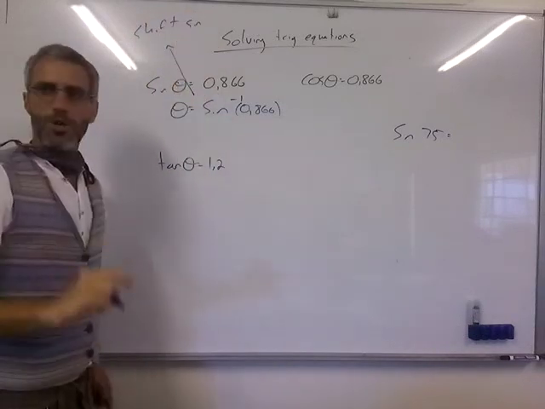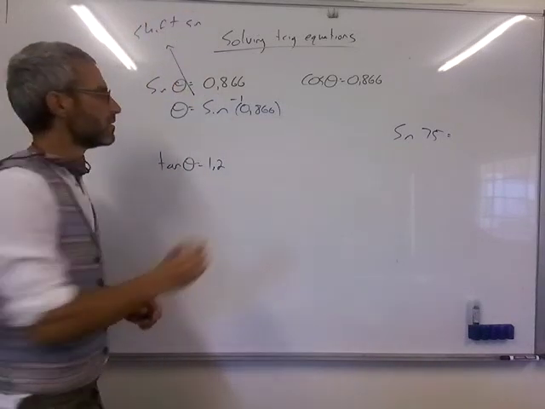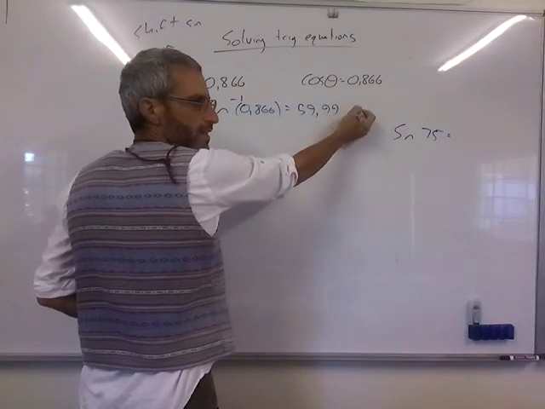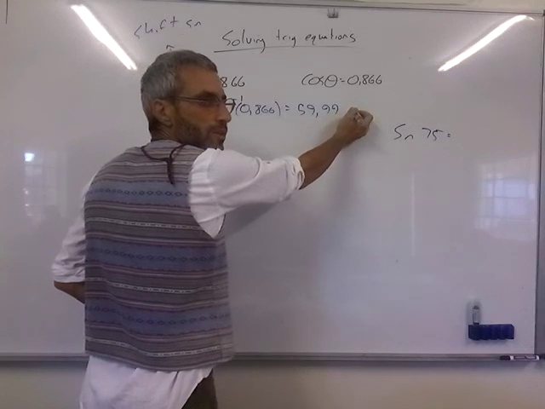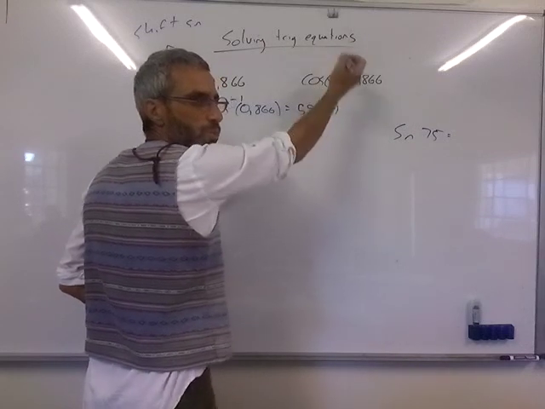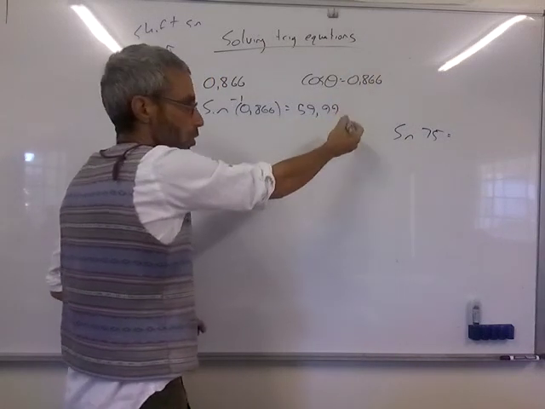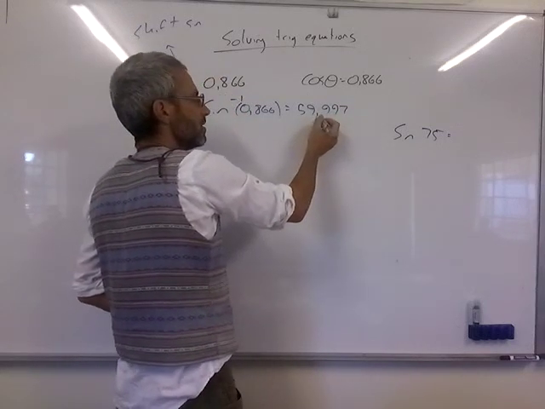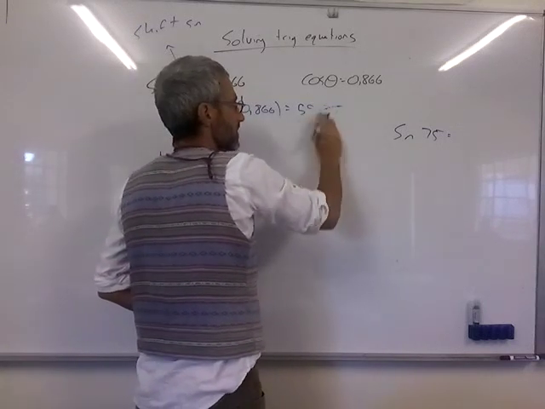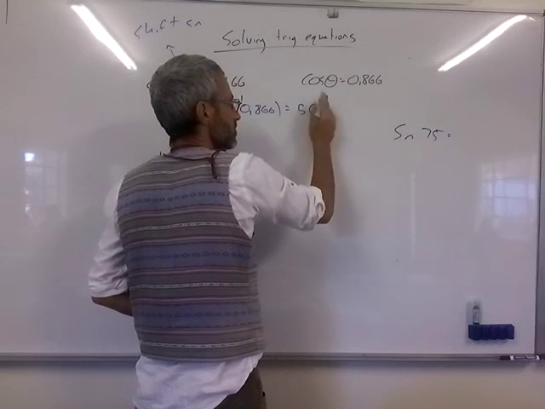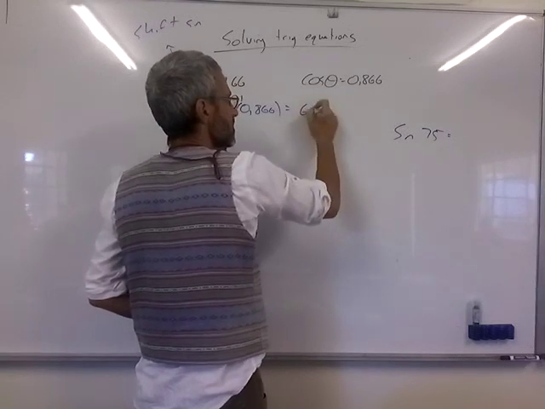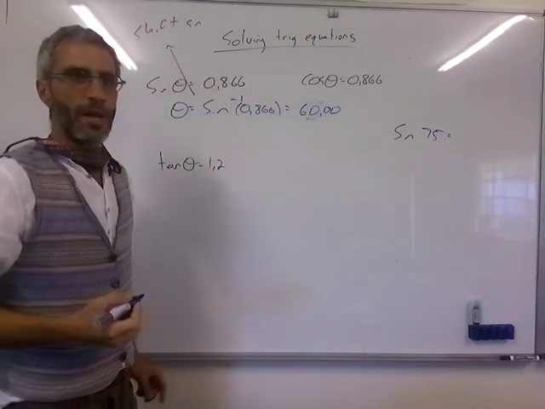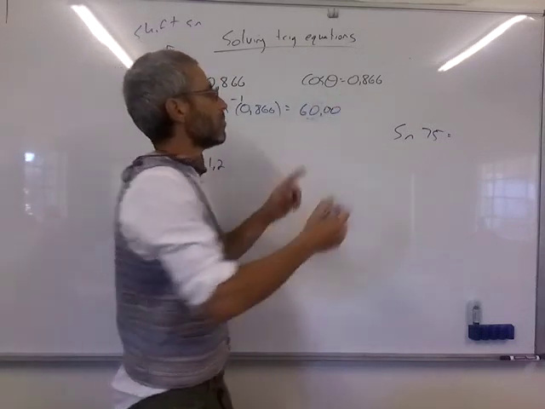Maybe you can quickly do that for me. 59.99. And what happens after the 9? Do we need to round up? So if it was 7, what will it be altogether? It will be 60. Oops, no. 60,00. Okay, so we need to round up here.